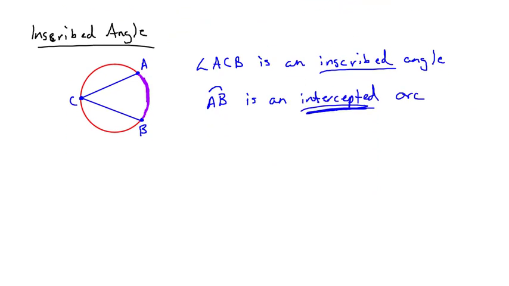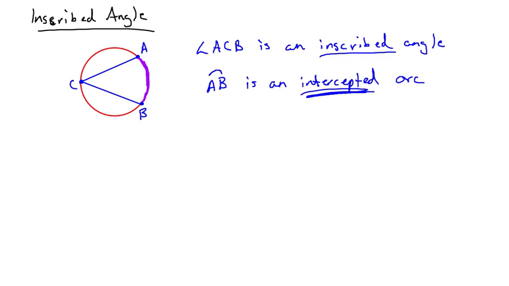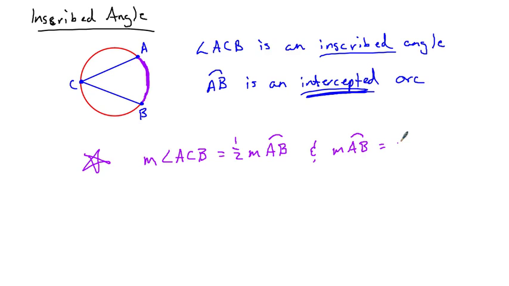So when you read something about an inscribed angle and an intercepted arc, it's nothing super fascinating. It's just what the words mean. Now, the most important thing to remember about this picture, or an inscribed angle, is that the measure of angle ACB is equal to 1/2 the measure of arc AB. So if you think about that in the opposite direction, the measure of arc AB is equal to 2 times the measure of angle ACB.